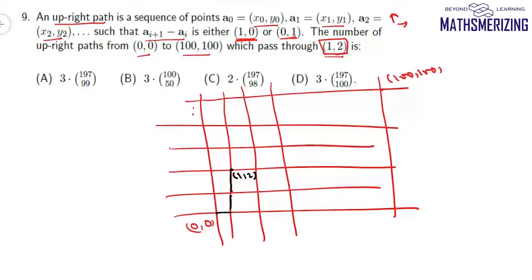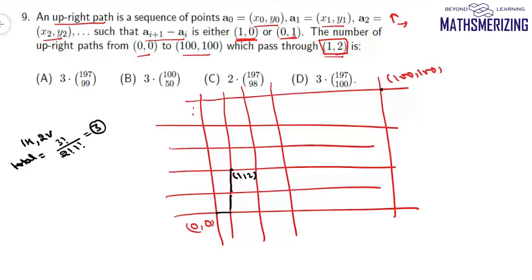So what are the possible arrangements of one horizontal and two vertical paths? The total arrangements possible is factorial 3 divided by factorial 2 times factorial 1, and it will be simply 3. So from (0, 0) to (1, 2), there are 3 paths possible with this upright path. Now from (1, 2), we'll need to go to (100, 100).